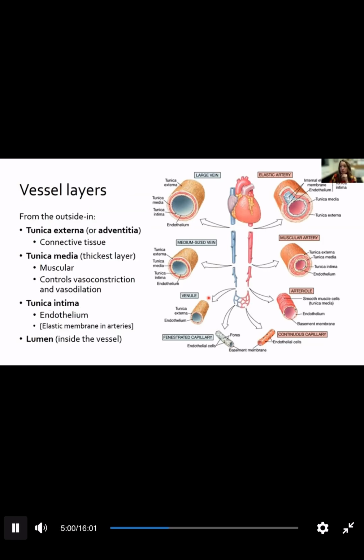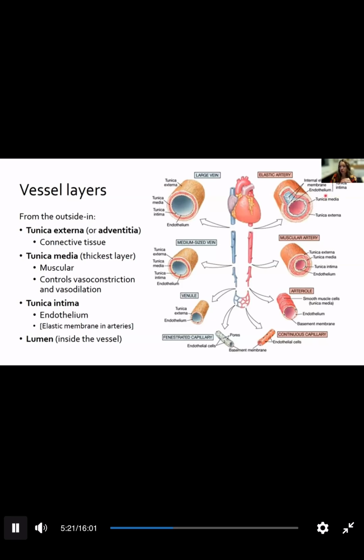Okay, so these tissue layers of the different vessels, I touched on this a little bit, but mostly this is based on the functions that they serve. So the more blood, the higher the volume, the more layers those vessels are going to have. So let's start with the outer layer, the tunica externa.